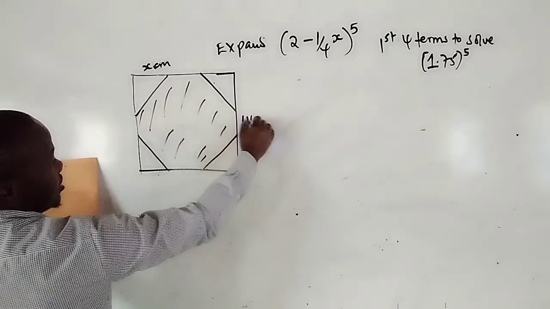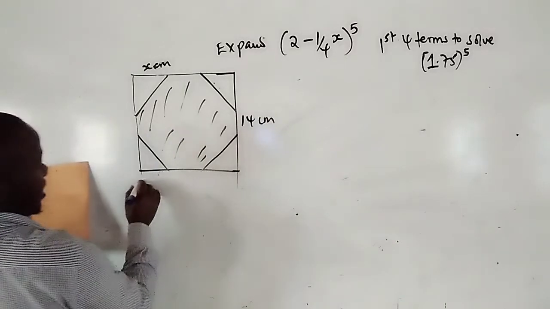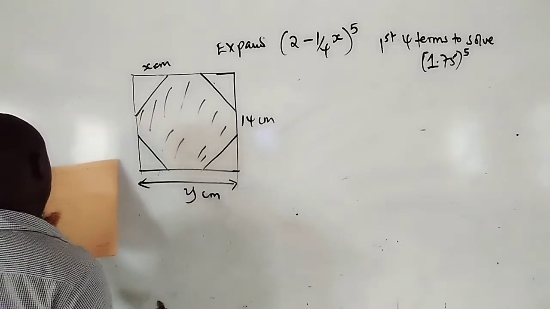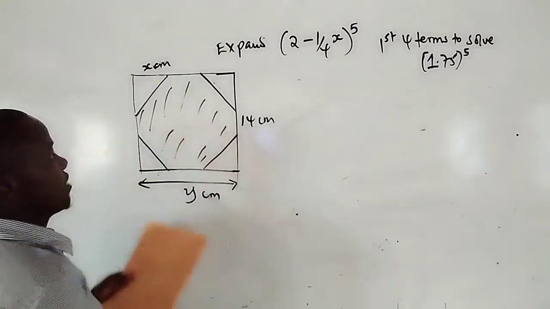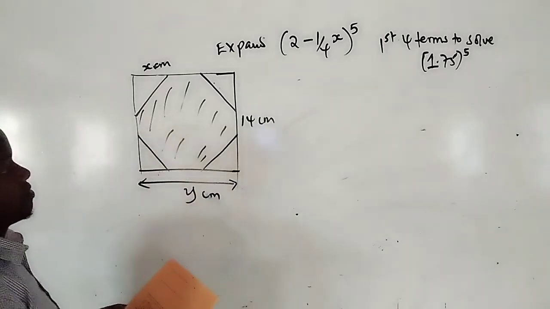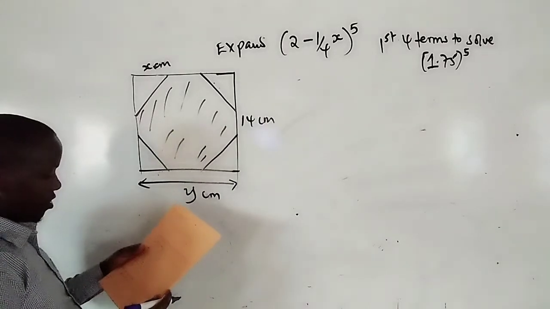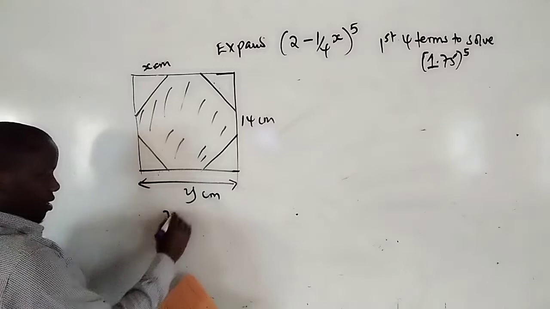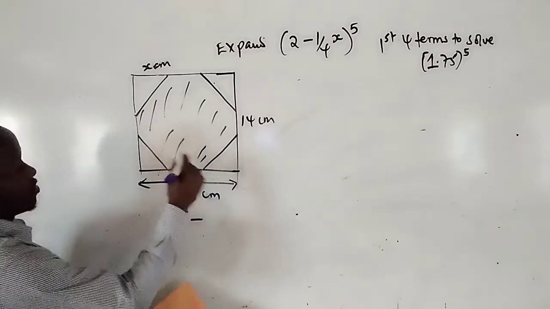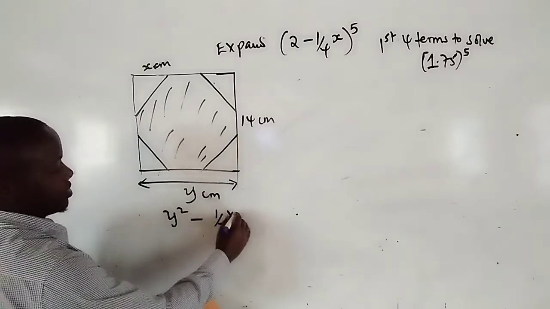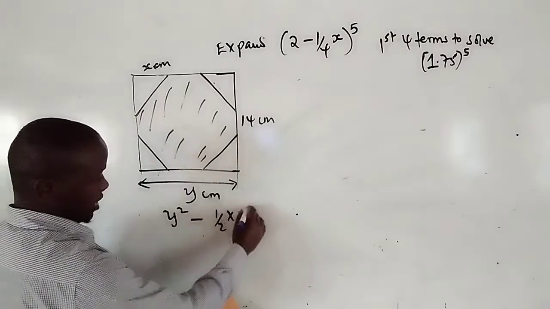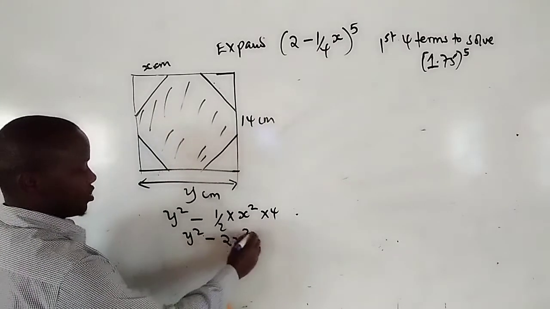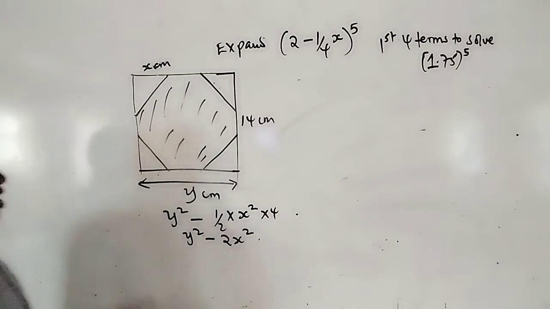Then we are told it is 14 centimeters, and the cardboard is y centimeters. Then we are told to write down an expression for the area of the octagon. Area of this octagon will be the area of the square, so y squared, minus the area of the four triangles. So it is half times x squared, times 4. So this is y squared minus 2x squared. That will be an expression for the area.